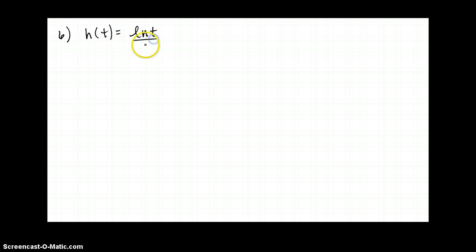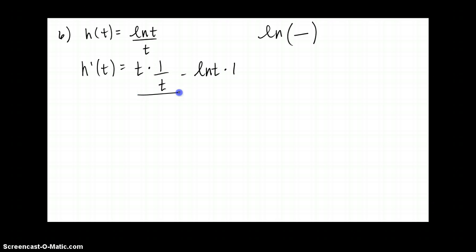ln of t divided by t. Now for this problem, that rule we just used doesn't apply because it's not the natural log of the expression being divided. The natural log is only in the numerator. So for this problem, we would have to use the quotient rule. So bottom function times the derivative of the top function minus top times the derivative of the bottom all over bottom squared. So it's a nice, easy simplification. All done.